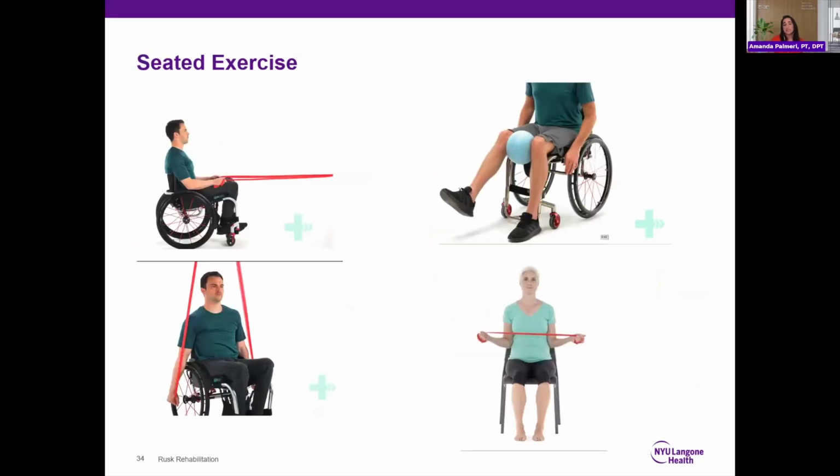Also want to mention that even in a seated position, there are many exercises that can be done. So seated row, lat pulls, leg or ball squeezes that we see there, some scapular or shoulder blade strengthening. These can also be done in a seated position, and we really don't need a lot of room or space for them. Resistive bands, free weights, any of these things can be used for resistive exercise.